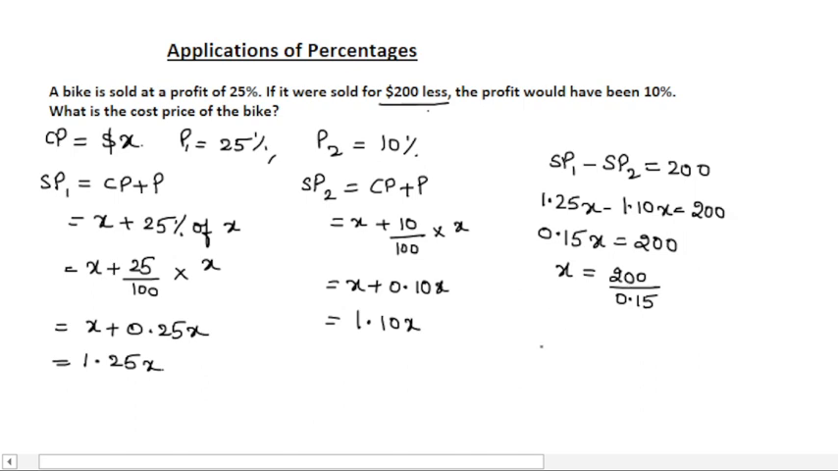On solving, I get my cost price to be 1333.33 and so on. It is a non-terminating recurring decimal which can be rounded off to just $1333.33, which is my cost price. That's about it.